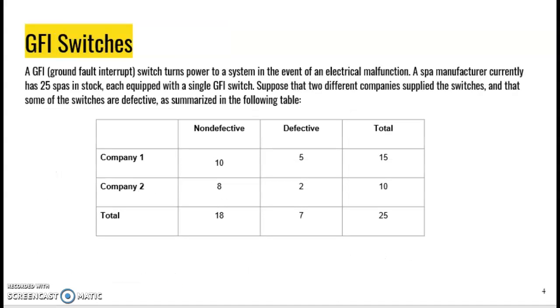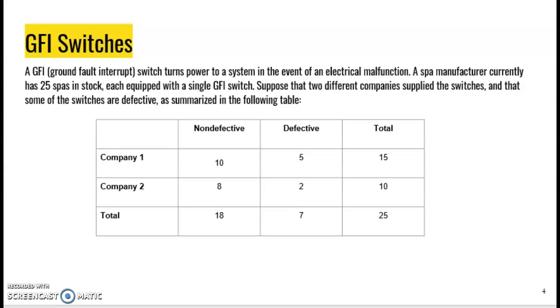GFI, ground fault interrupt switch, turns off power to a system in the event of an electrical malfunction. A spa manufacturer currently has 25 spas in stock, each equipped with a single GFI switch. Suppose that two different companies supplied the switches and that some of the switches are defective, as summarized in the following table. So we have our totals again on the right side and across the bottom.